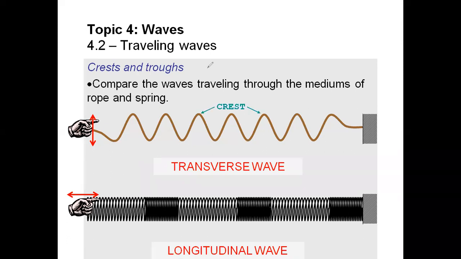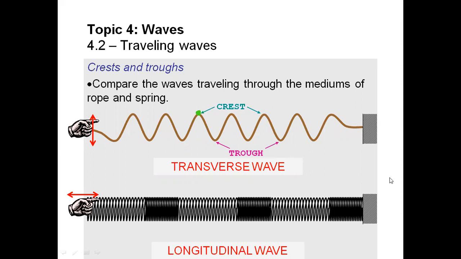On the wave, the peak points are called crests. Okay, here is the crest. Definition of crest: the peak points on a wave are called crests. And the lower points on a wave are called troughs. These points, all of them are troughs. Now, crests and troughs are for transverse waves.